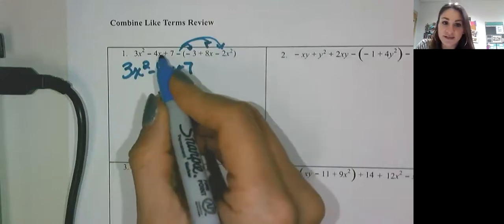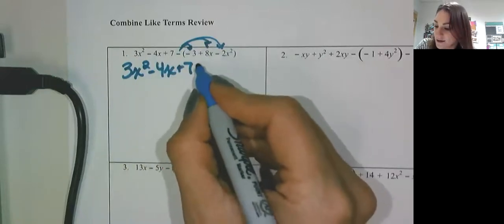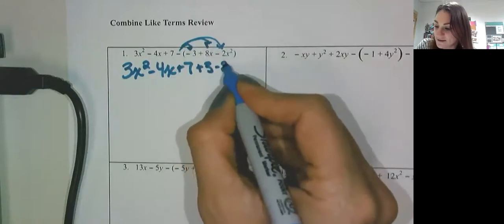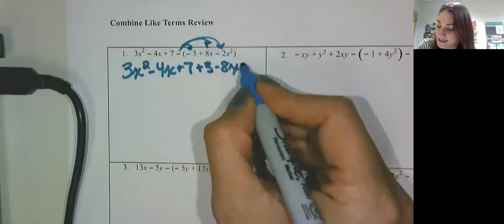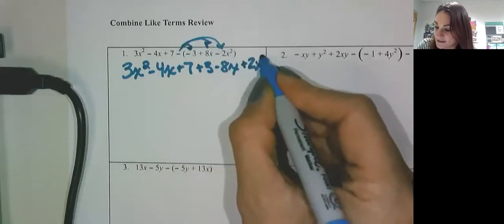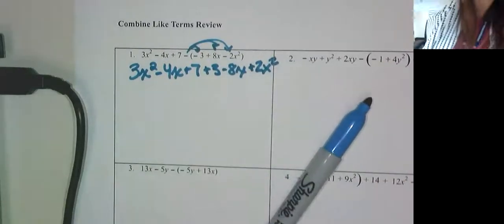So I just rewrote these first three terms because nothing's going to happen to them. That -3 is going to become a +3. The positive 8x is going to become -8x, and the positive 2x squared. So now I'm going to go ahead and combine like terms.